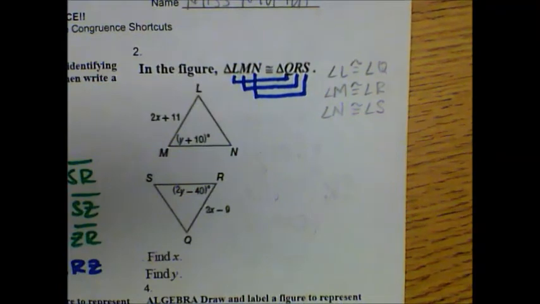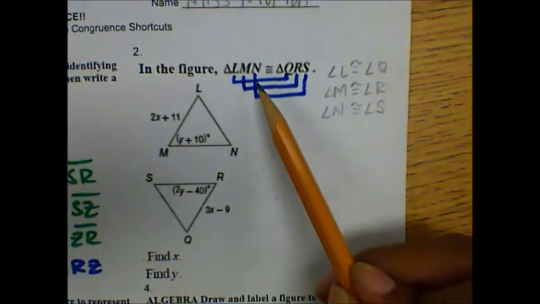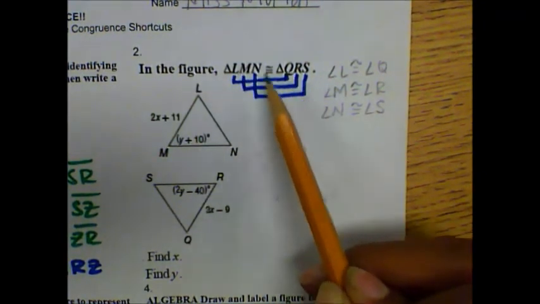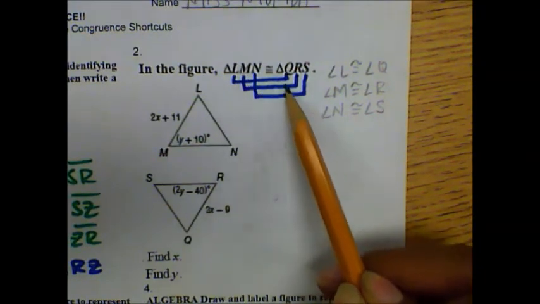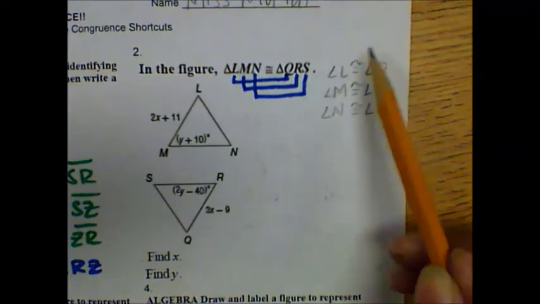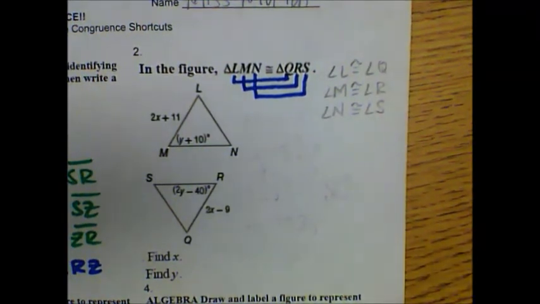Alright, question 2. In the figure, triangle LMN is congruent to triangle QRS. So I've already gone through and I've matched up my angles. Remember, order matters, so L is congruent to Q, M is congruent to R, and N is congruent to S. So I wrote those 3 congruency statements right there. And what we need to do is find the value for X and the value for Y. So we're going to do some algebra.